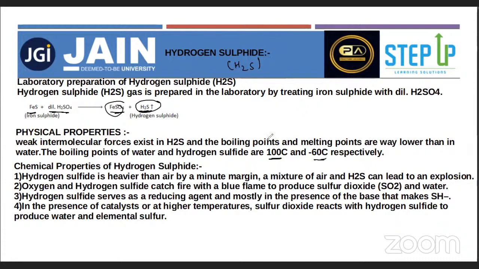Chemical properties of hydrogen sulfide. It is heavier than air by a minute margin, and a mixture of air and H2S can lead to an explosion. There is very little difference in density. Oxygen and hydrogen sulfide catch fire with a blue flame to produce sulfur dioxide and water. Hydrogen sulfide serves as a reducing agent, mostly in the presence of a base, making SH minus. In the presence of a catalyst or higher temperature, sulfur dioxide reacts with hydrogen sulfide to produce water and elemental sulfur. Again, this is theoretical data.